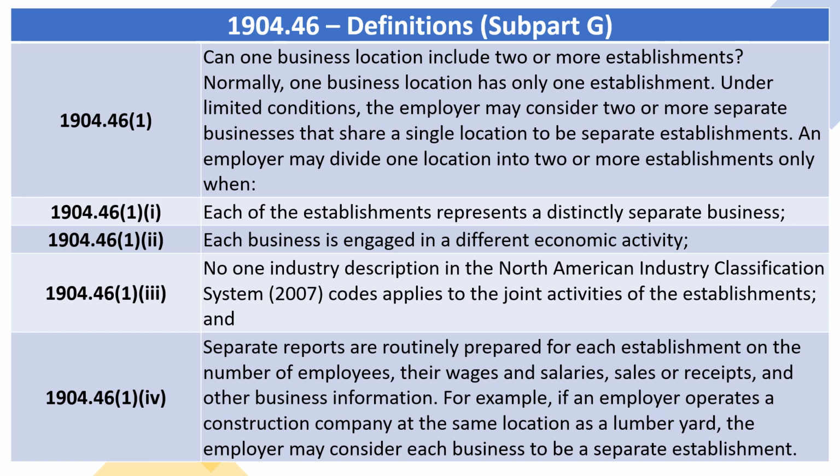Each business is engaged in a different economic activity. No one industry description in the North American Industry Classification System, 2007, codes applies to the joint activities of the establishments, and separate reports are routinely prepared for each establishment on the number of employees, their wages and salaries, sales or receipts, and other business information. For example, if an employer operates a construction company at the same location as a lumber yard, the employer may consider each business to be a separate establishment.